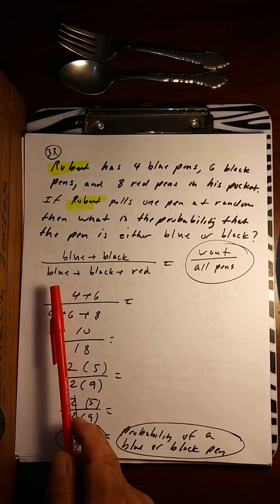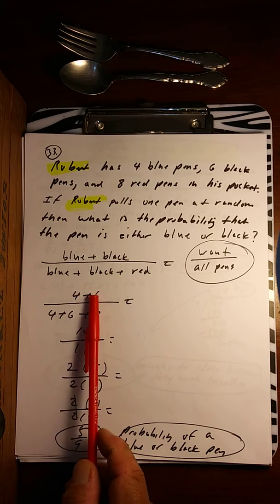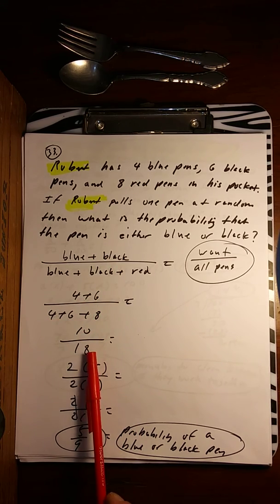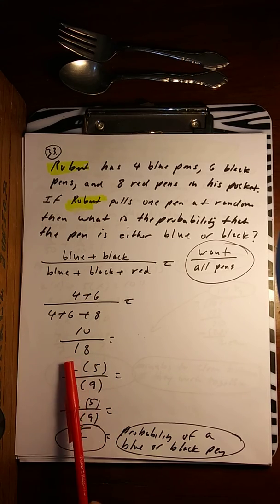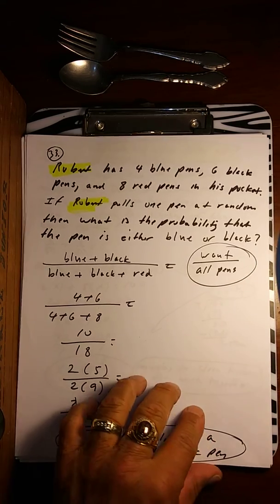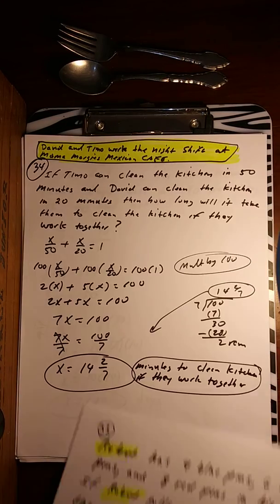and all the ones on the bottom, blue, black, and red, are 4, 6, and 8. Blue and black are 4 plus 6, that's 10 out of 18. Or we can write it as 2 times 5 is 10, 2 times 9 is 18. The 2's go away, so 5 over 9 is left over. So the probability of a blue or black pen is 5 over 9. 5 out of 9 chances.